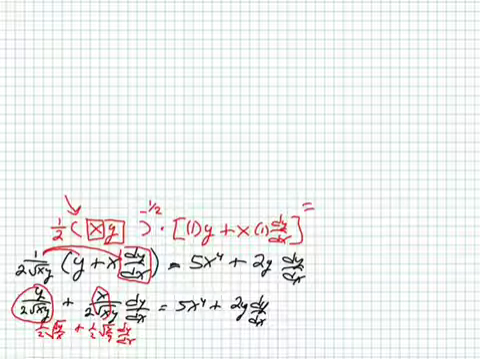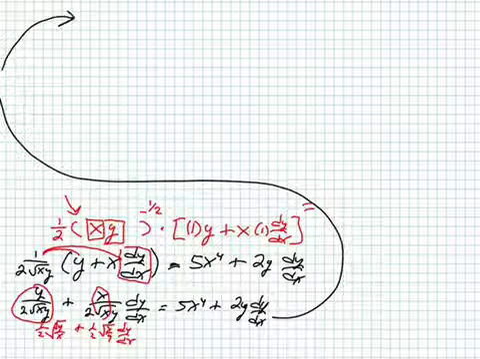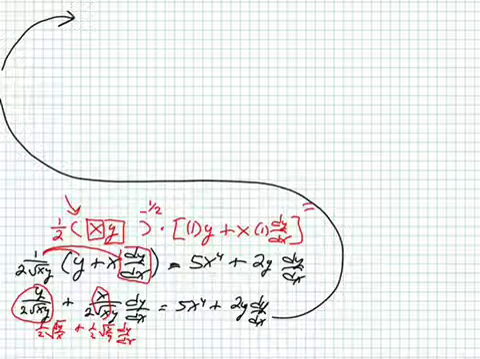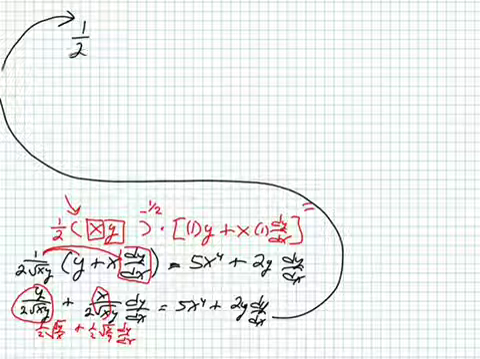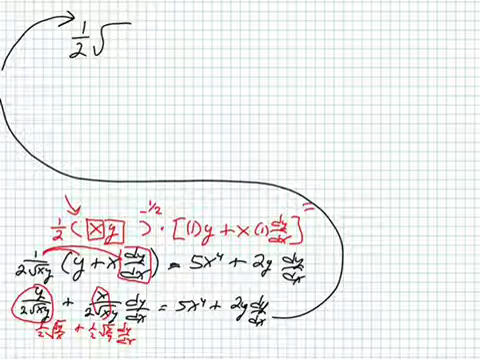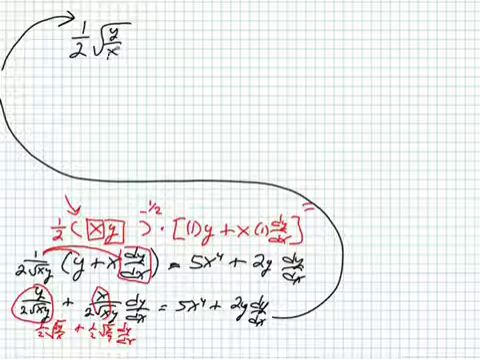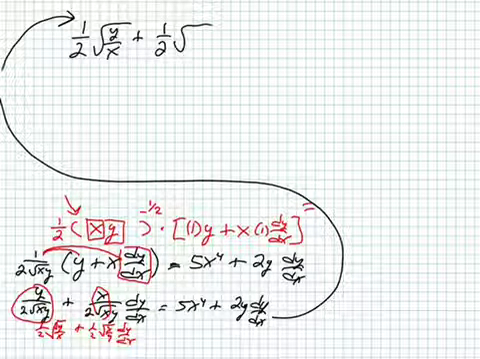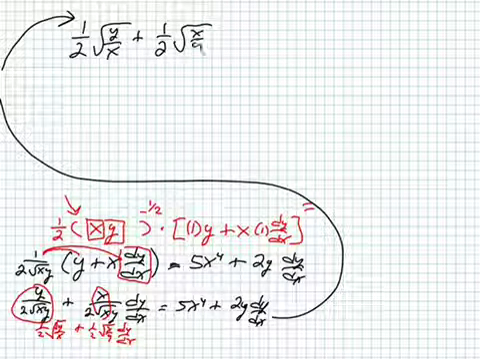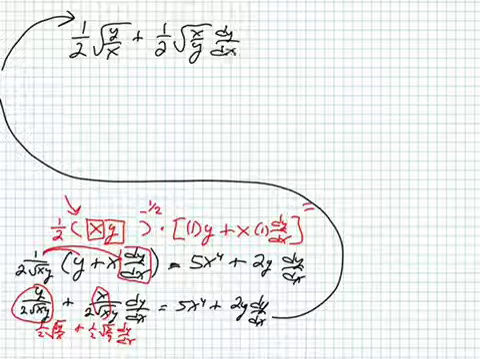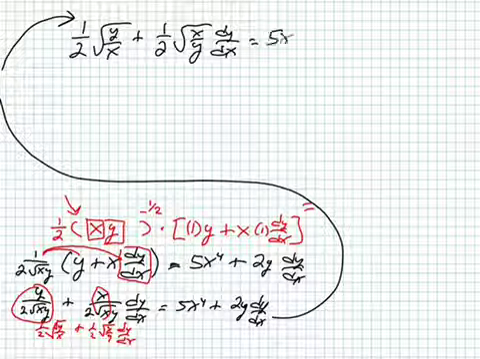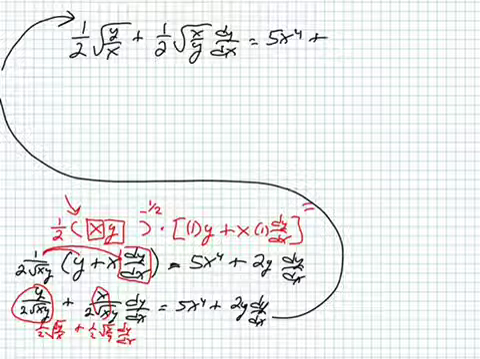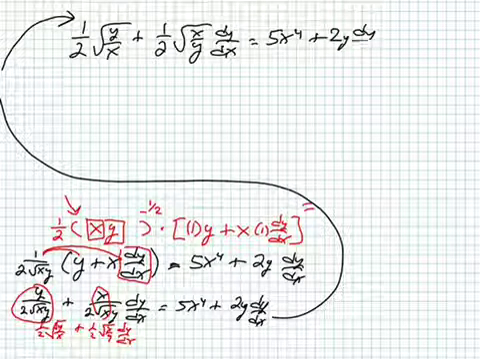And I'm going to continue this up at the top. Now, unfortunately, there's just a lot of algebra you've got to pay attention to. So I'm going to rewrite this. I've got 1/2 times the square root of y over x plus 1/2 times the square root of x over y times dy/dx. And that's equal to 5x to the fourth plus 2y times dy/dx.